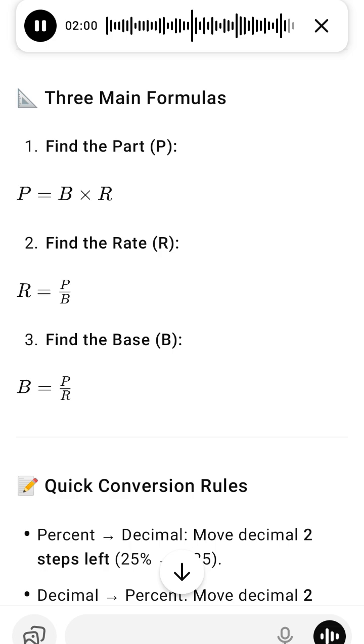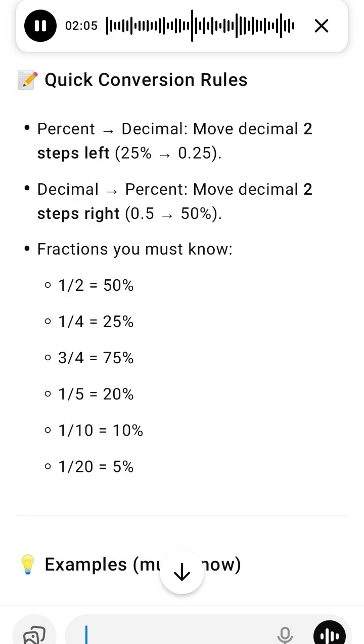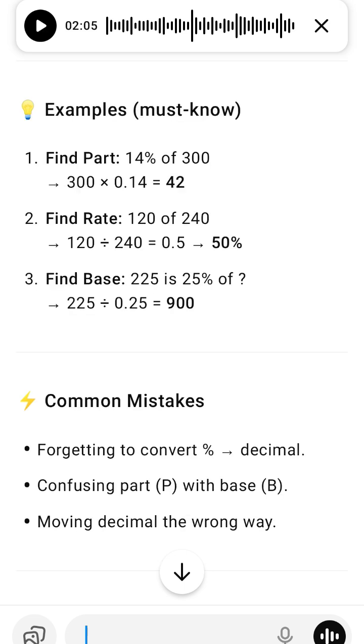Shortcuts. To find 10%, divide by 10. To find 5%, divide by 20. To find 1%, divide by 100. To find 25%, divide by 4. To find 50%, divide by 2. Quick practice answers.